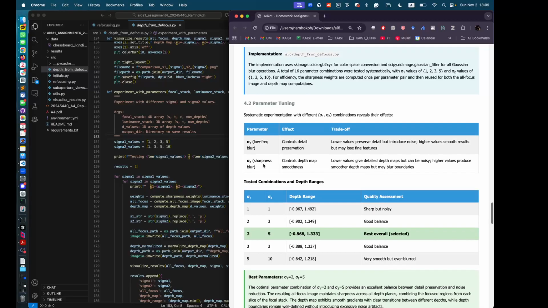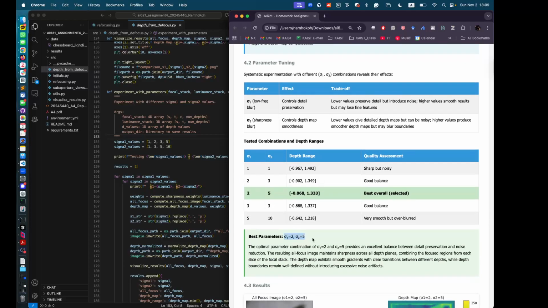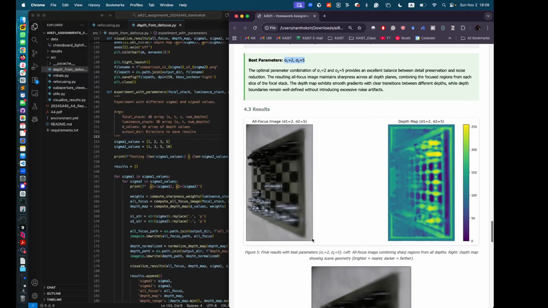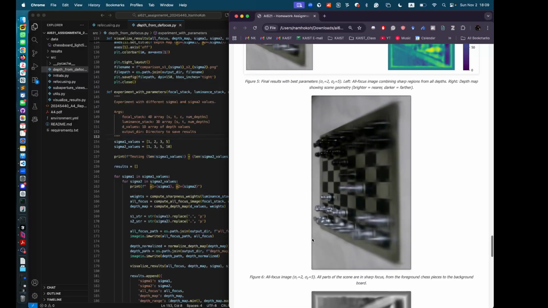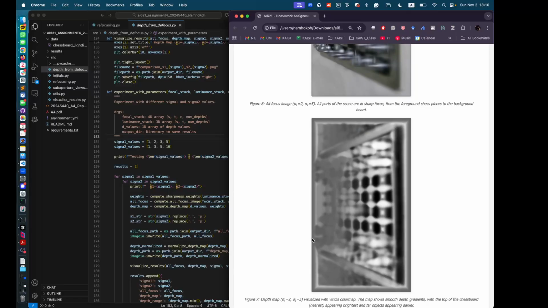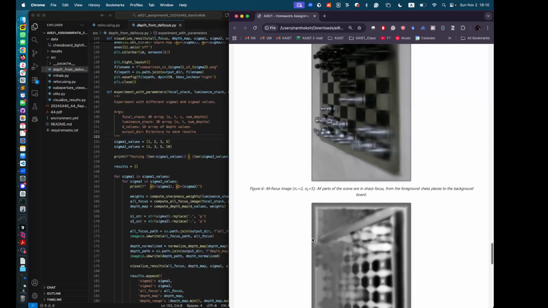Now, after testing the 16 combinations, we found that the optimal parameters are sigma 1 equal to 2 and sigma 2 equal to 5. This gives us an excellent balance between sharpness and smoothness. And if we look at figures 6 and 7, the final all-in-focus image shows every part of the scene. It has a sharp focus from foreground to background, and the depth map clearly shows the scene geometry, with brighter values representing the nearer objects and darker values representing the farther objects.